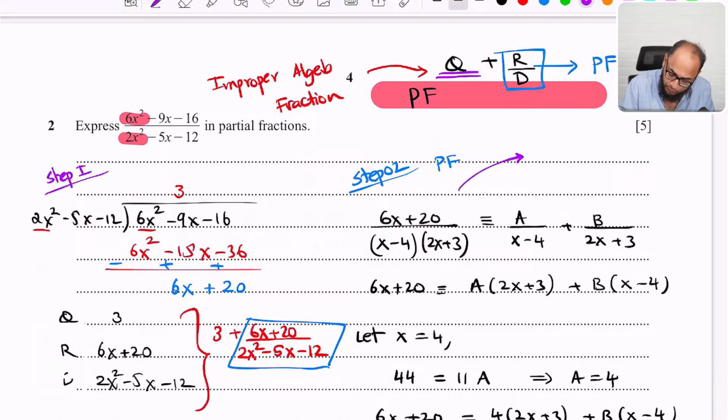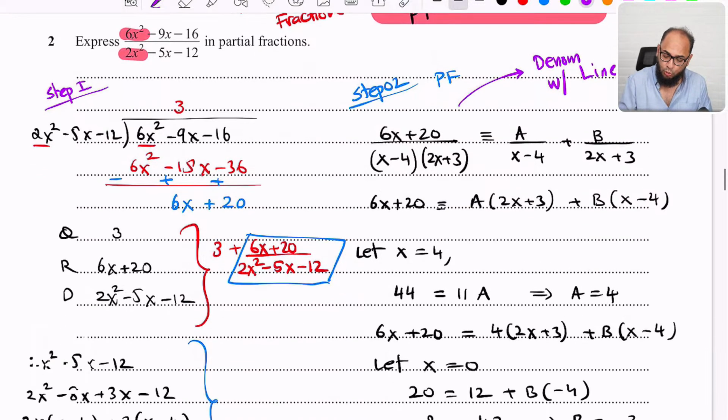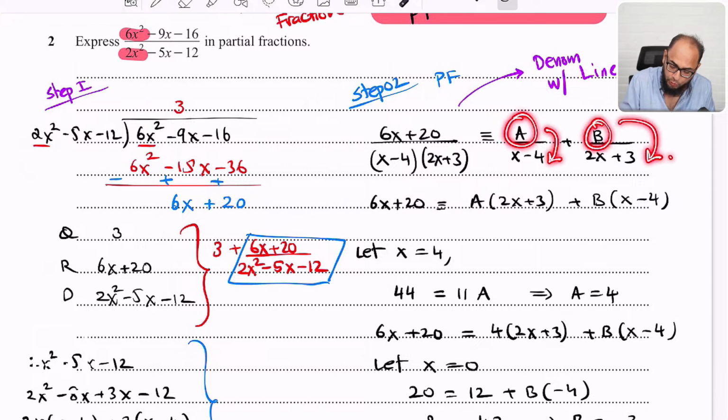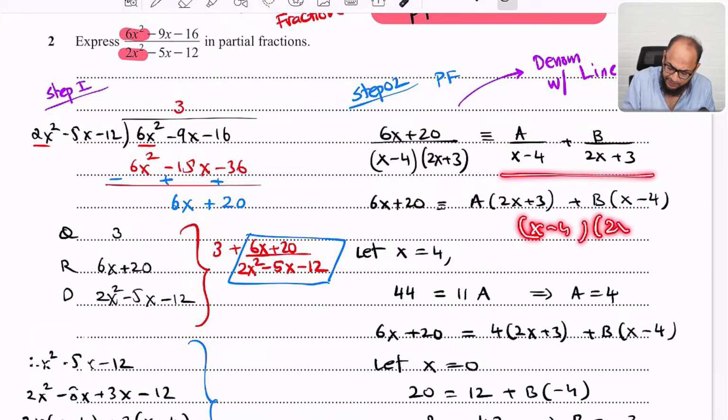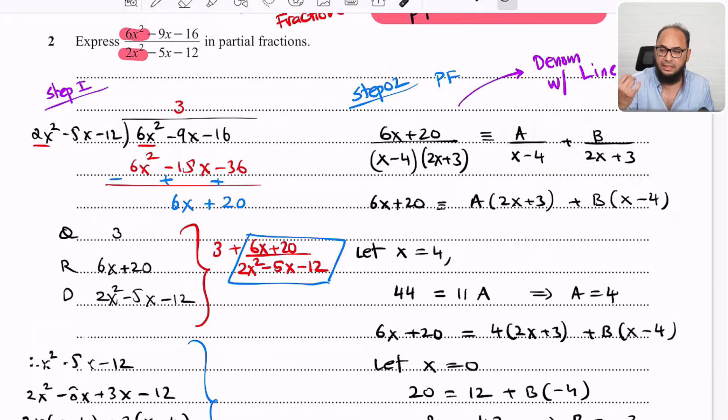So let me write it over here. Denominator with linear factors. So the rule is you break it up, a constant over the first linear factor, another constant over the second linear factor. You take LCM. So the LCM is x minus 4, 2x plus 3. I skipped a step. This A gets multiplied with this, B gets multiplied with this. Both the sides are identical.